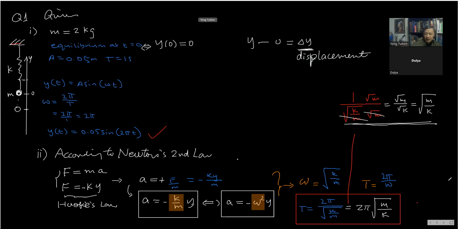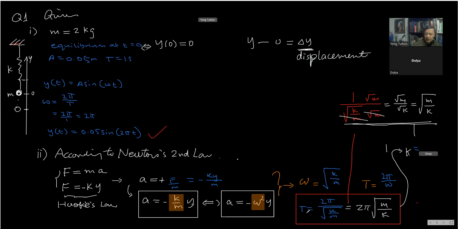Now, how do we know what K is? K should be given or provided. Because this time, they are looking for K, right? We just use this formula to solve for K. Can we use this to solve for K? Just rearrange that. What is the formula for K?